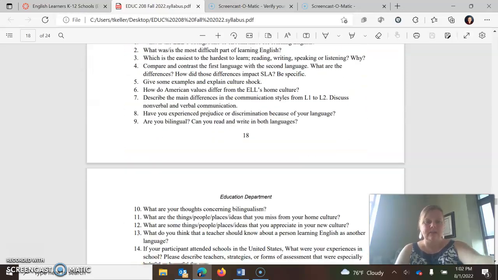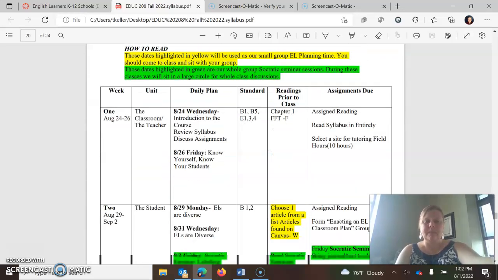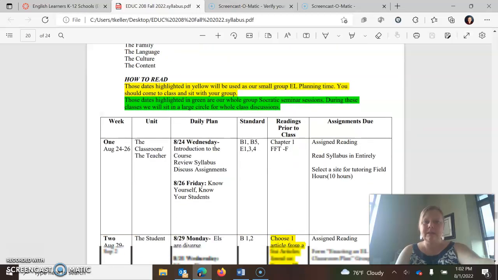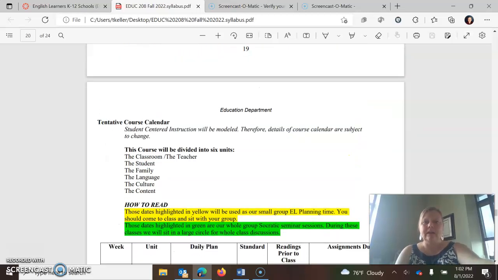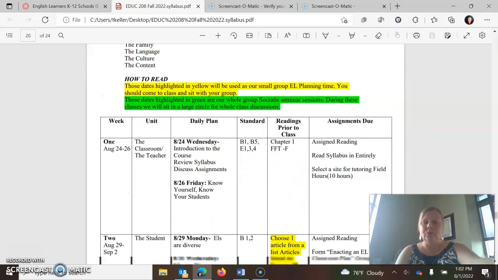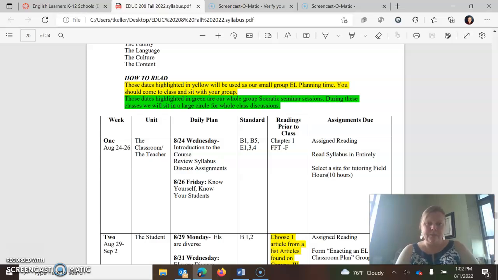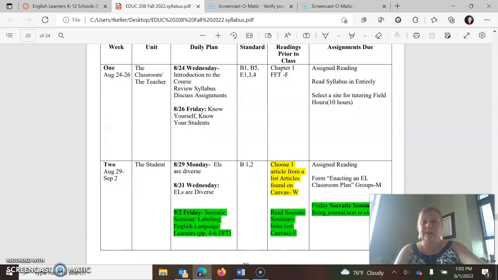I think for the sake of time, that's all I'd like to talk about in terms of our assignments. Starting on page 20, you will see our weekly calendar. So here you can see the dates, the unit of study, what we're talking about that week, the particular readings that you're to complete prior to class, and any assignments that are due. So you can see the flow here for the semester as you scroll through that chart.